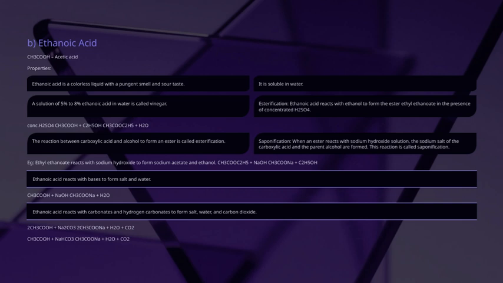And speaking of acids, a solution containing about 5 to 8% ethanoic acid in water is what we call vinegar. It's a common household item, but it's actually a dilute solution of acetic acid. Finally, to sum up some properties of ethanoic acid, also known as acetic acid, it's a colorless liquid that has a pungent smell and a sour taste. These properties make it easily recognizable and useful in many applications.